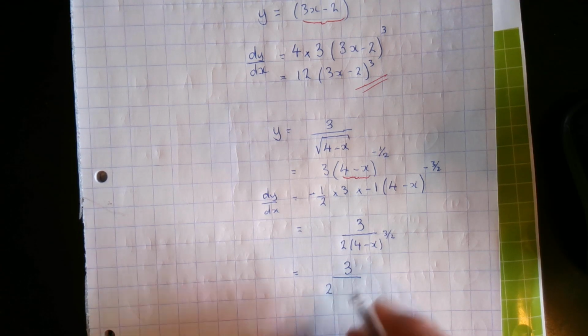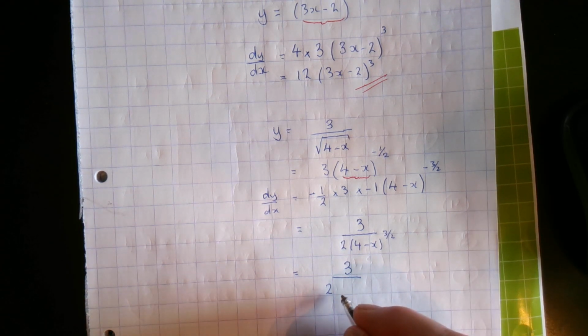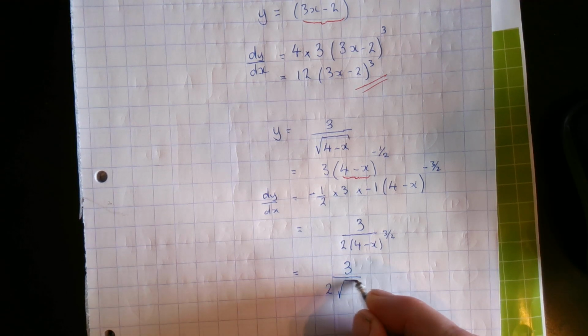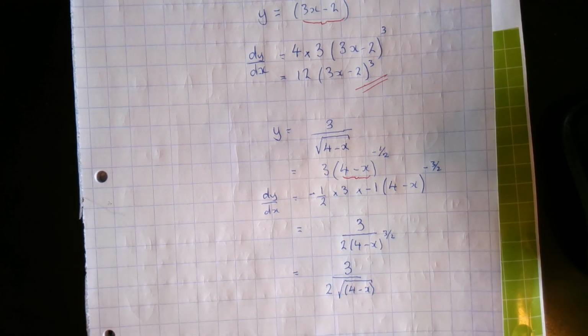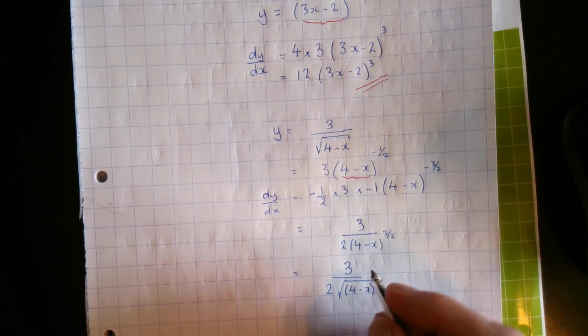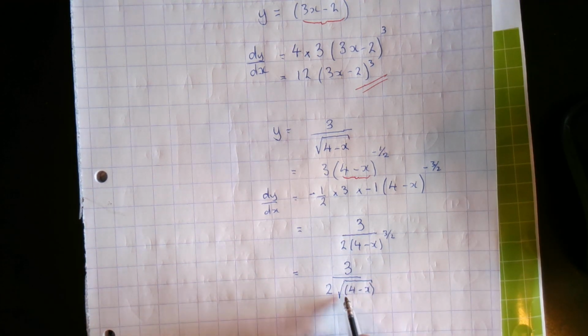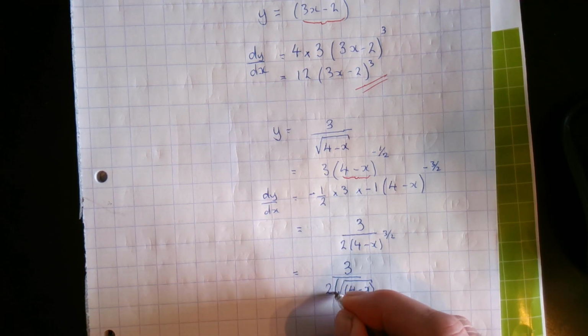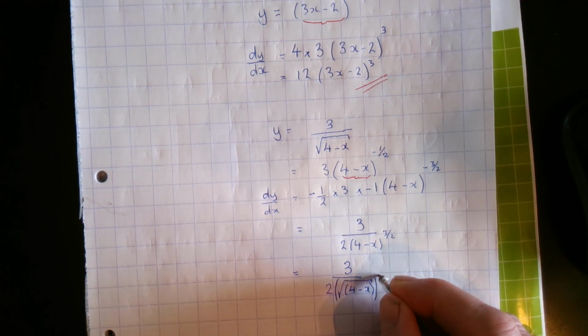3 over 2 times the square root of 4 minus x, cubed. Now, what I would do is I would always calculate the square root first, before you raise, so all of that is raised to the power of 3.